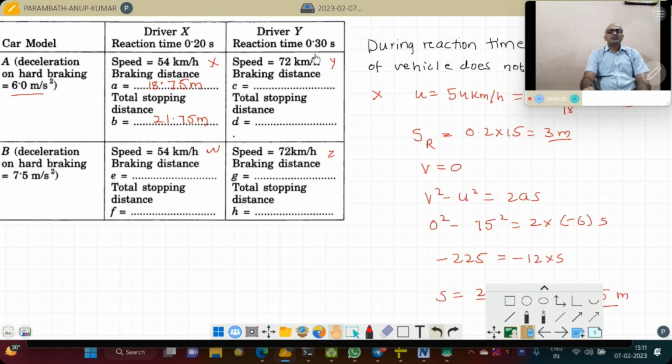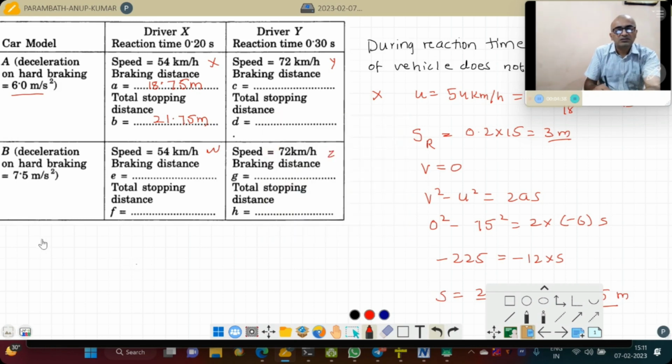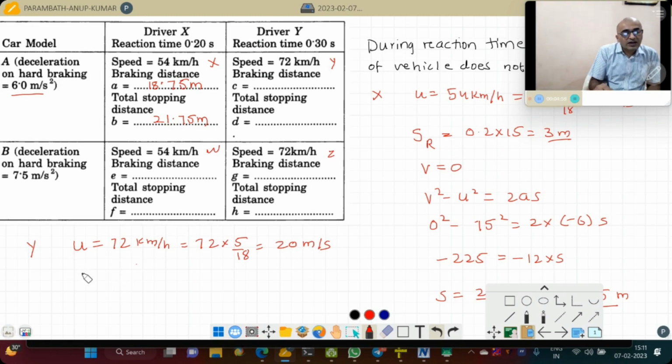Now there is driver Y, the reaction time was 0.3 seconds and initial speed is 72 km per hour. So let us write down for that. That is the situation Y I am writing down. Initial speed is 72 km per hour, or 72 into 5 by 18, that is 20 meter per second. To find the distance covered during the reaction time, his reaction time is 0.3 seconds, students. Therefore 20 into 0.3, that is 6 meters. Because he has a larger reaction time and a larger initial speed, there is a larger distance. Now we have to find the braking distance.